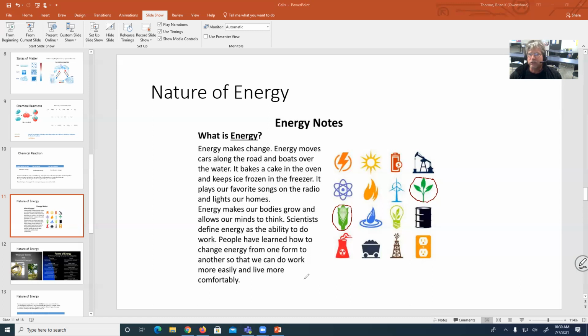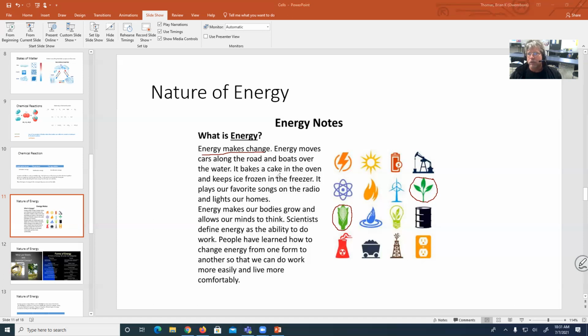Scientists define energy as the ability to do work. People have learned how to change energy from one form to another so that we can do work more easily and live more comfortably. So that's kind of where humans come into play. If we understand the nature of energy, we can understand how it can be used to our advantage. So energy is how we can make things change.